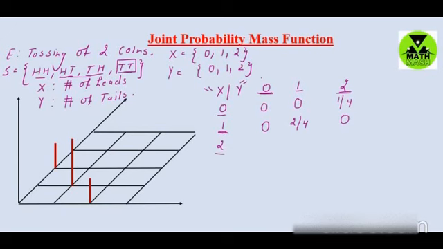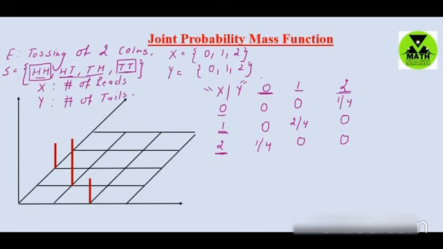Then we have 2 number of heads and 0 number of tails. So if we look at this sample space, 2 number of heads and 0 number of tails, again we have one outcome here, that is head, head. So this is 1 by 4. 2 number of heads and 1 number of tail, this is going to be 0. 2 number of heads and 2 number of tails, this is going to be 0.